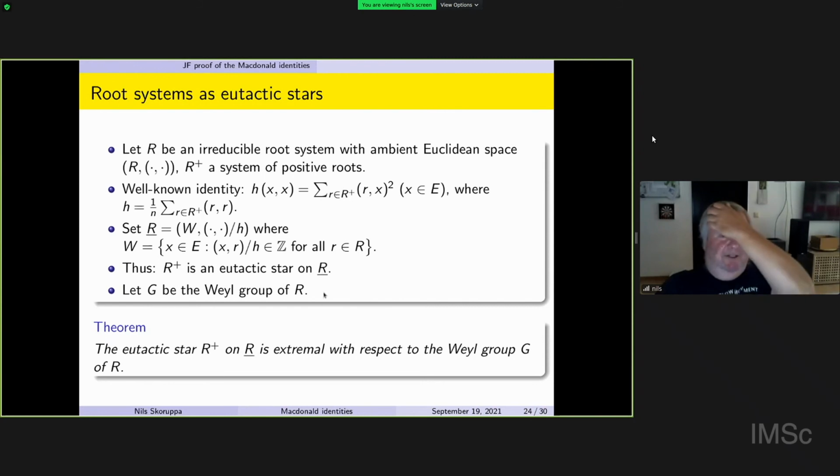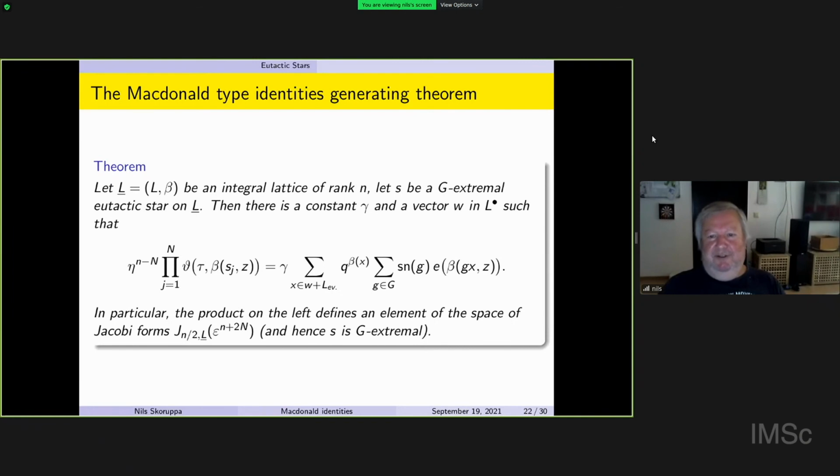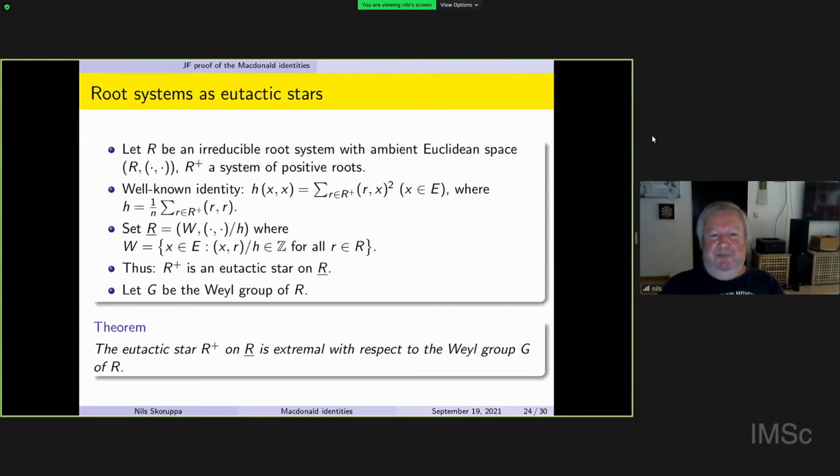Okay, and now we take the Weyl group G of R, and the theorem is that the eutactic star R plus on this co-root lattice R is extremal with respect to the full Weyl group G that we have. So that's a theorem which we can apply immediately to these identities that I put. This identity holds for this root system R, and this identity is then nothing else but the Macdonald identities. So that's the proof for the Macdonald identities.